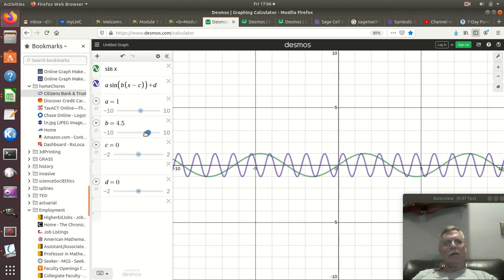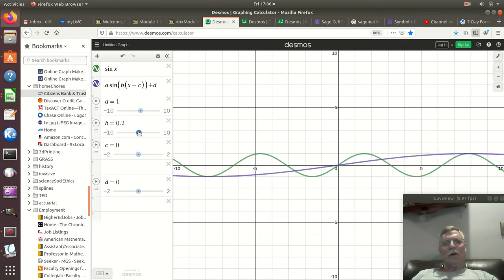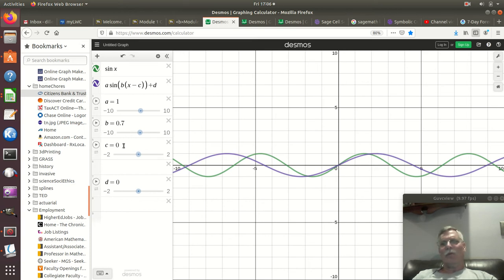Okay, and if I come down here to less than 1, between 0 and 1, what it's doing is it's stretching it out. All right, it's stretching it out. So there's 0.7, it has stretched that thing out. It's kind of grabbed the ends and pulled it out. So I can see that with b equal 0.7.